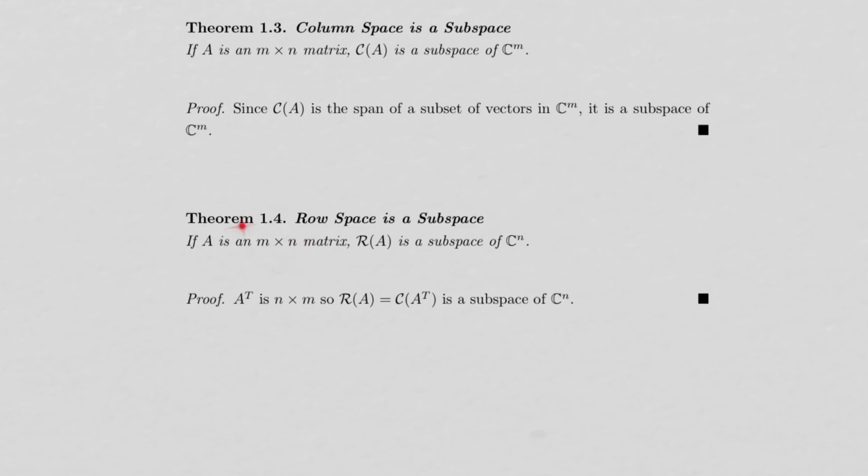If A is an m by n matrix, the row space of A is a subspace of Cn. Well, A transpose is n by m, and the row space of A is defined to be the column space of A transpose. Using the theorem we just proved, theorem 1.3, the column space of A transpose is a subspace of Cn. Why is it a subspace of Cn? Well, because A transpose is n by m. So notice m was the first letter here, and the column space of A is a subspace of Cm. So n is the first letter here, so the column space of A transpose is a subspace of Cn.